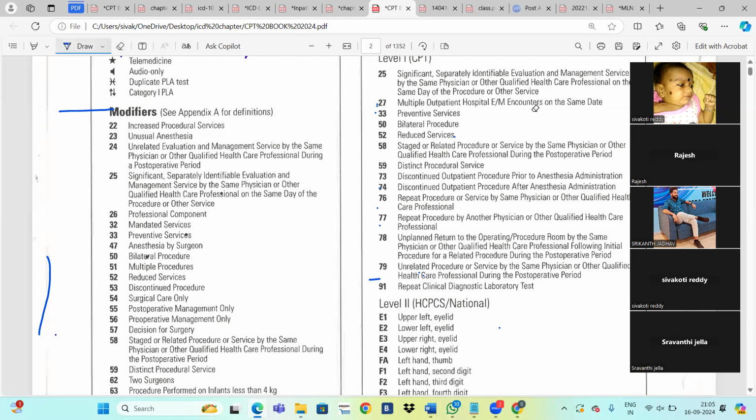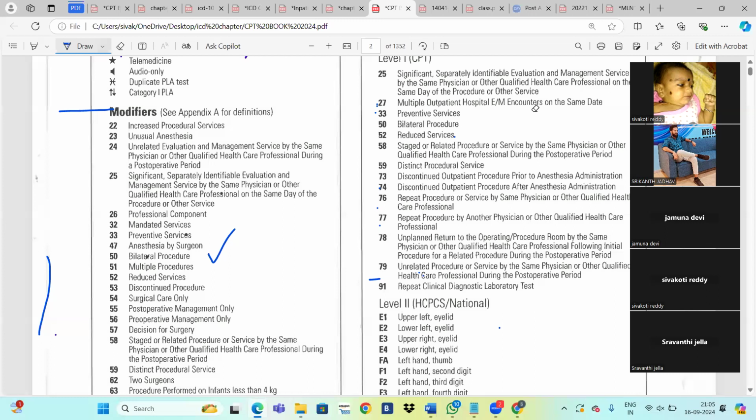47, anesthesia by surgeon. What is the meaning? Anesthesia by surgeon means the surgeon gives the anesthesia. The anesthesiologist is not involved in this process. Generally, who gives anesthesia? The anesthesiologist, right? General anesthesia is given by the anesthesiologist. Sometimes, in the absence of an anesthesiologist, the surgeon gives the anesthesia and performs the surgery. Both are performed by the same physician. At that time, you need to add 47 along with the CPT procedure code, which means the surgeon is also the same physician.